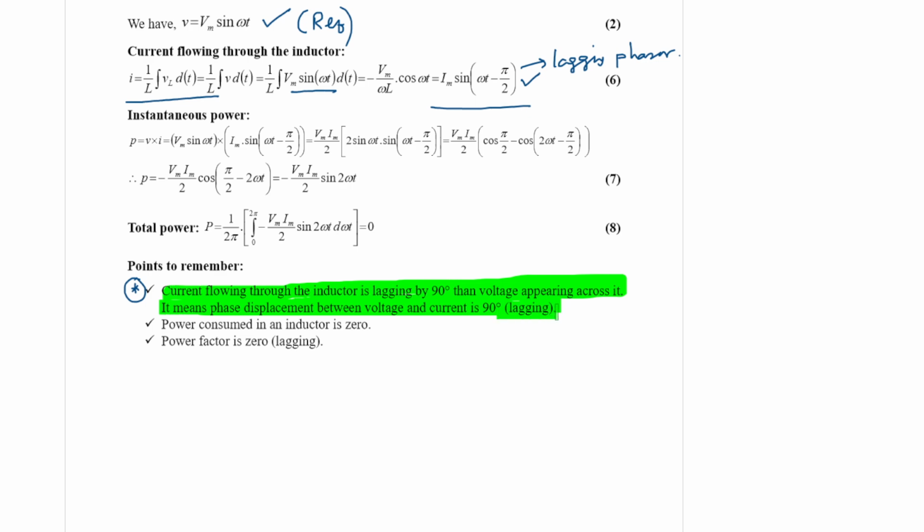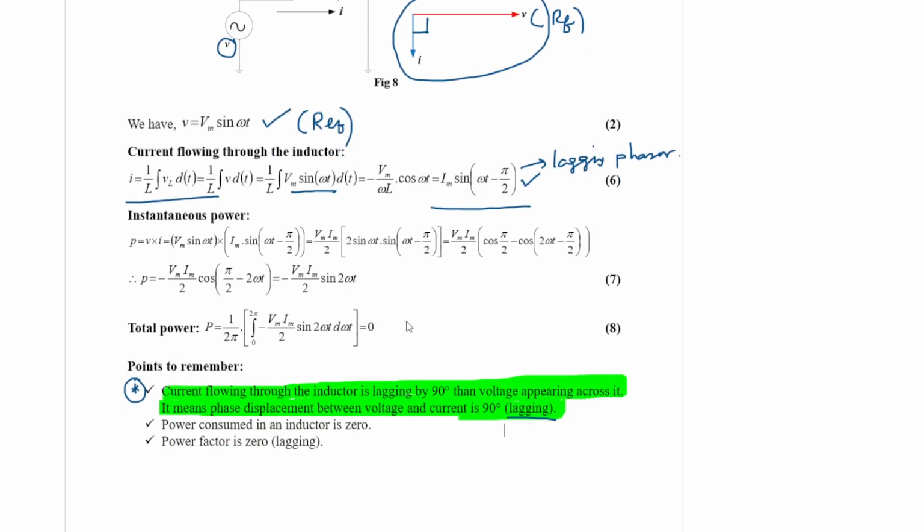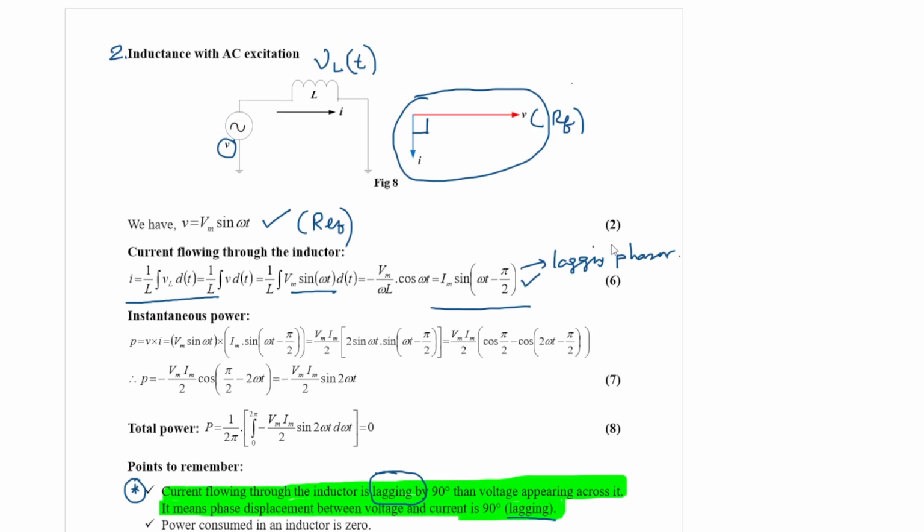Lagging. Why lagging? Because current is lagging, right? Current is lagging behind voltage. That is why it is said lagging. So it is very important. Current flowing through the inductor is always lagging. This is very important. So in case of an inductor, current is always lagging by an angle of 90 degrees.